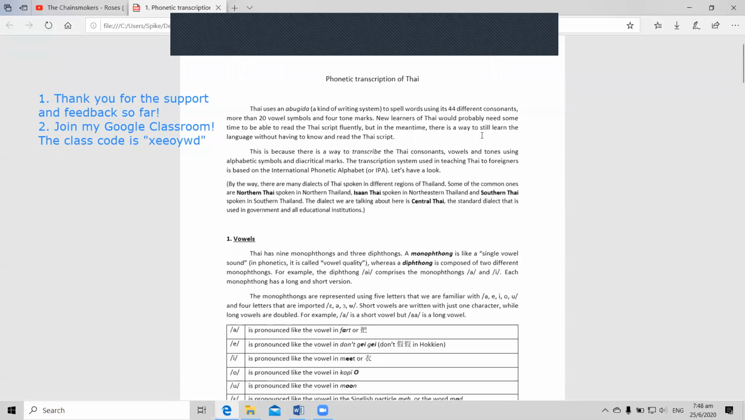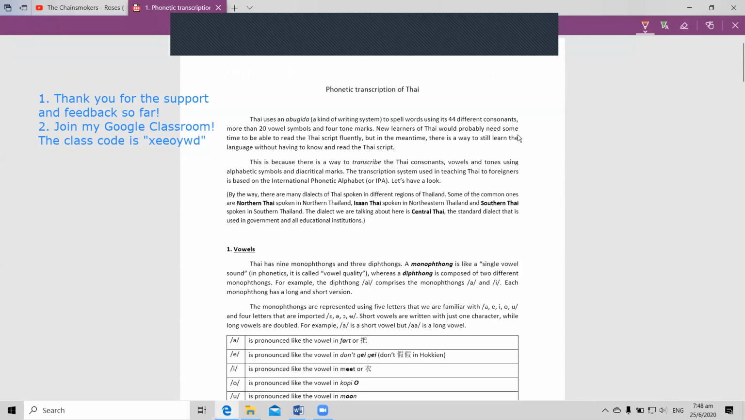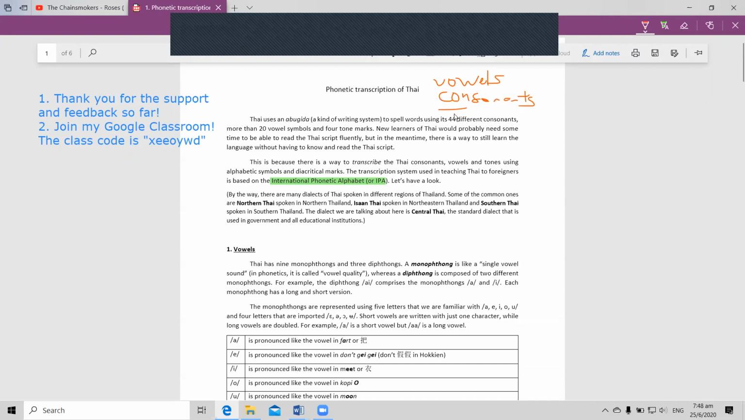Okay. So as I've said, we are not going to learn how to write the Thai script yet, but we are going to learn how to transcribe the Thai sounds using the IPA, or the International Phonetic Alphabet. All right. So Thai is a tonal language. So for a tonal language, when we want to transcribe the sounds, we need to transcribe three things. The first thing is the vowels. The second thing is the consonants. And then the third thing is the tones. Okay, so in this part, we'll talk about the vowels first.